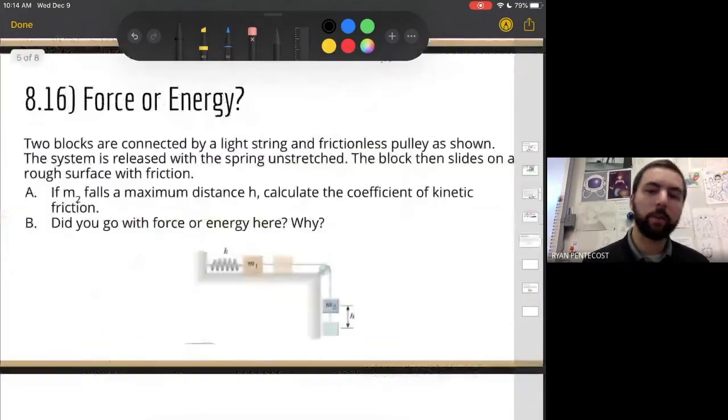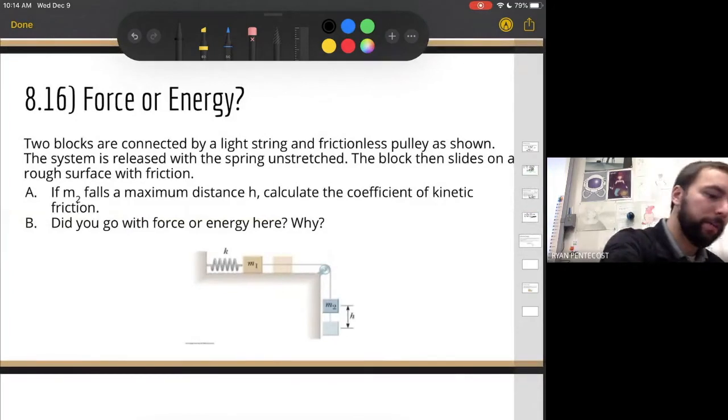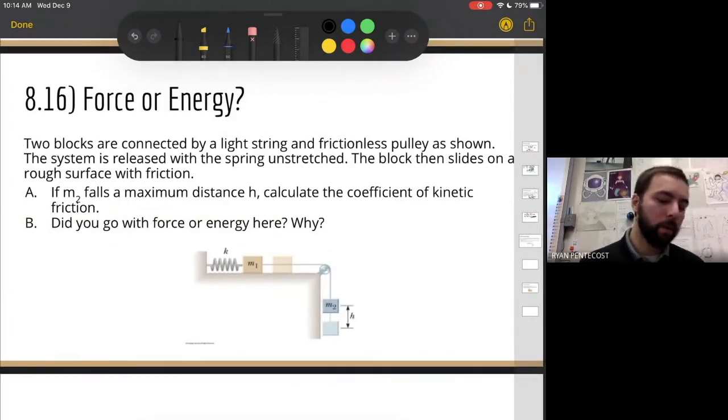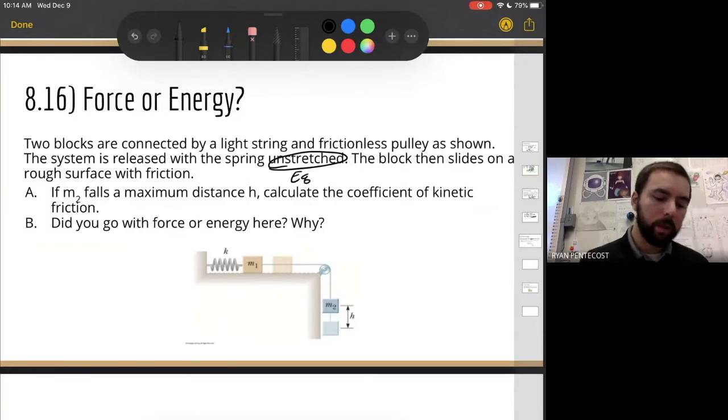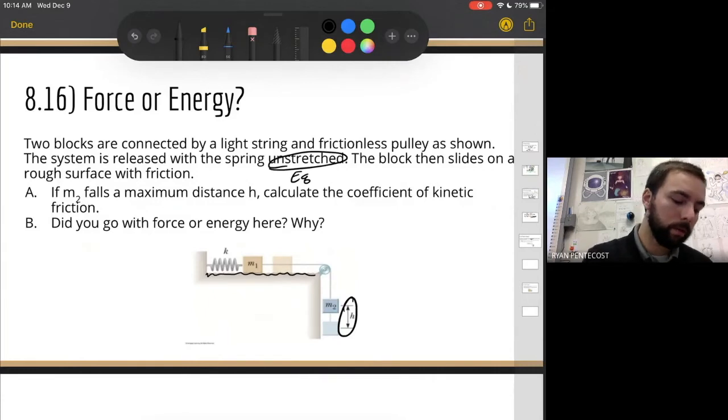All right, so we've got two practice problems. First, force or energy, which would we use? So we've got two blocks connected by a light string and a frictionless pulley. The system is released when the spring is unstretched, that is at equilibrium. The block then slides on a rough surface with friction. If M2 falls a maximum distance h, calculate the coefficient of kinetic friction from the block M1, right through here. Get mu k.